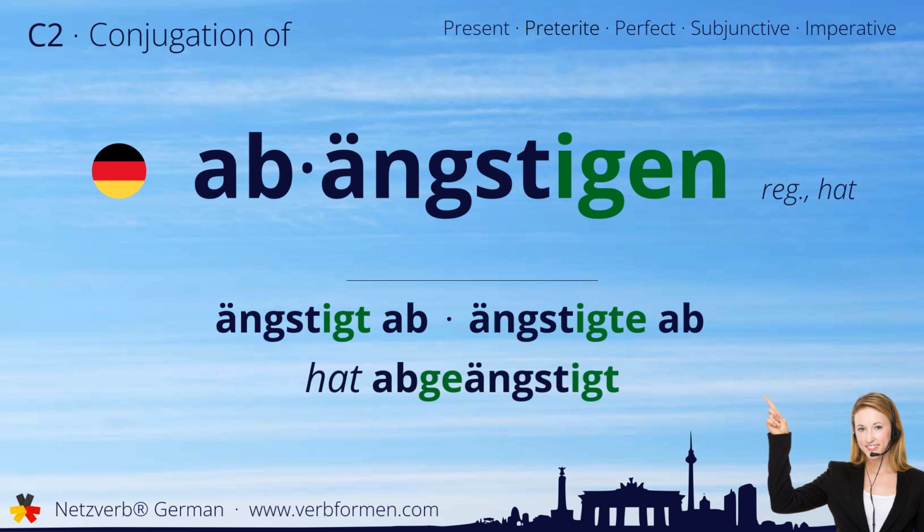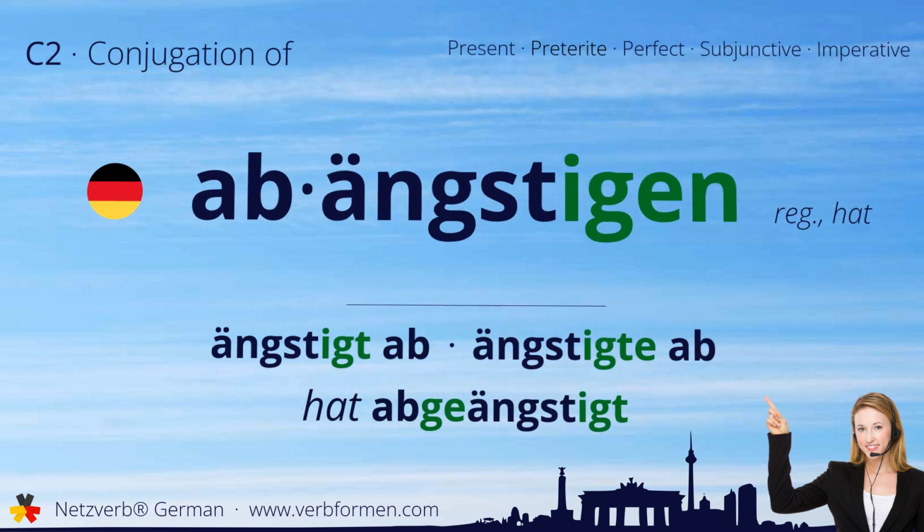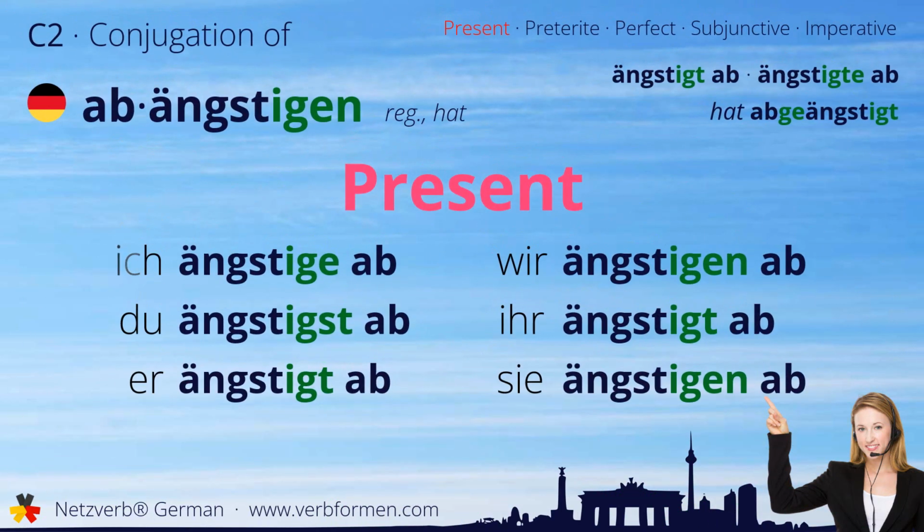Now let's move on to the tenses. First, we'll take a look at the present tense. Ich ängstige ab. Du ängstigst ab. Er ängstigt ab. Wir ängstigen ab. Ihr ängstigt ab. Sie ängstigen ab.